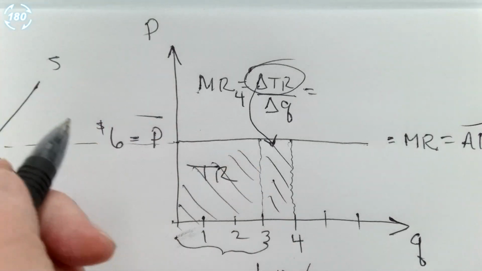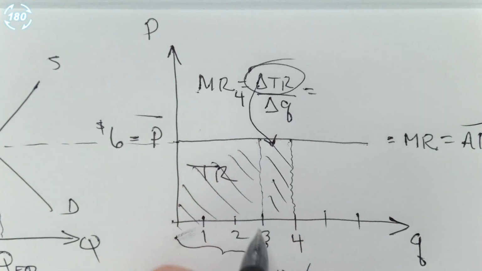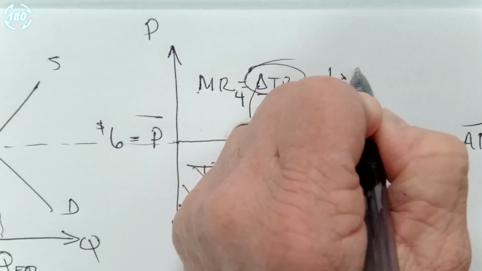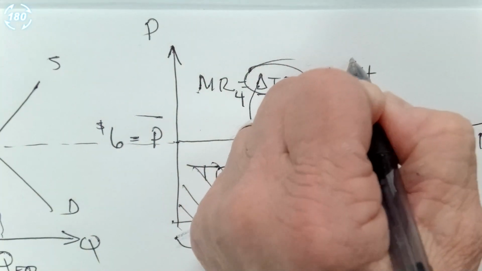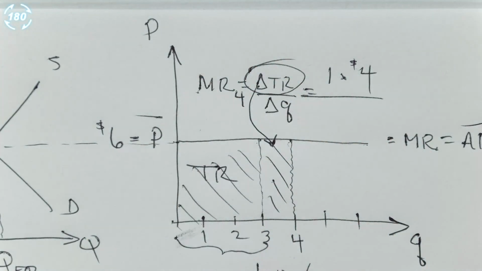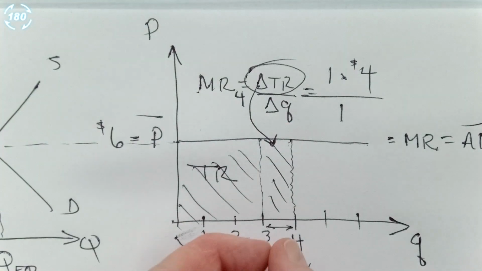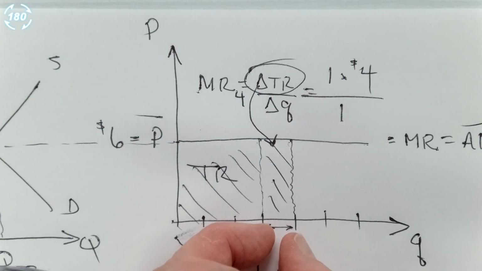So what is this? This is 1 by 4. I know that seems a little ridiculous, but I'm going to write it that way for a reason. It's 1 unit times $4, or $4 times 1 unit. And I'm going to divide by the change in quantity, which is 1 unit. So this is 1 from here to here, 1 unit. The area of the rectangle is 1 by 4, and so we divide by the length of this rectangle, which is 1.